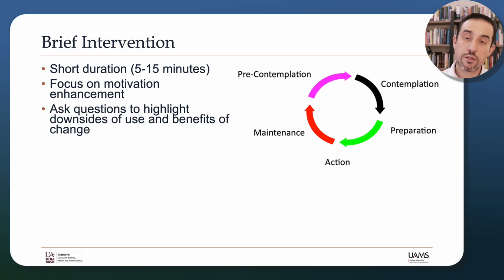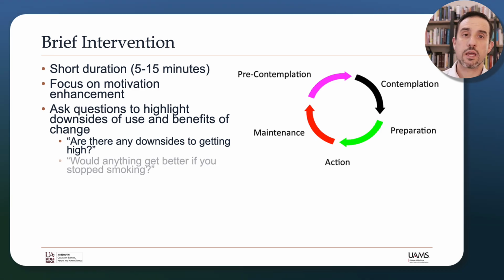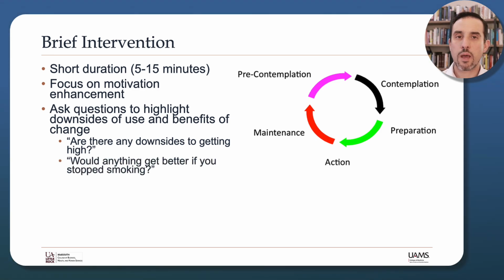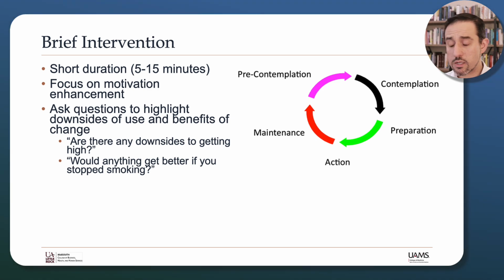And so what you want to do is ask questions that highlight the downsides of use and the benefits of change. So building that discrepancy, getting them to feel like, wait a second, this is not really what I want for myself. So these are questions like, are there any downsides to getting high? Would anything get better if you stopped smoking? So thinking about a better future without it, and the downsides to doing what they're doing, it builds that discrepancy.